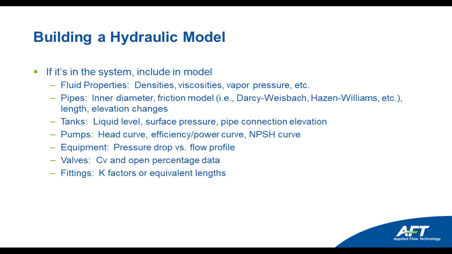So things that are important to take into account: fluid properties. You've got to make sure that you have the right density, viscosity, vapor pressure, etc., in order to capture the hydraulics in the system. Your piping should, of course, be included with correct diameters and friction models. Length is really important, but when you have a really large, complicated system, do you really need to go out and detail every single pipe down to the 16th of an inch in order to have an accurate flow model?